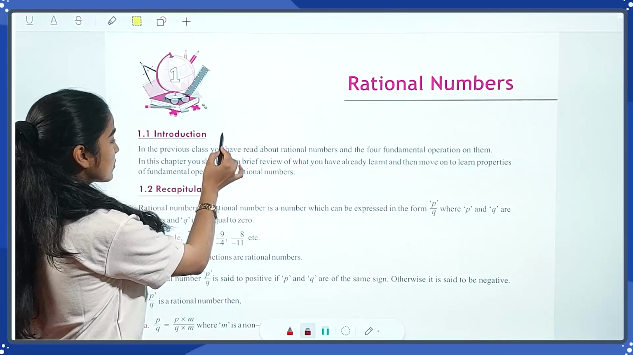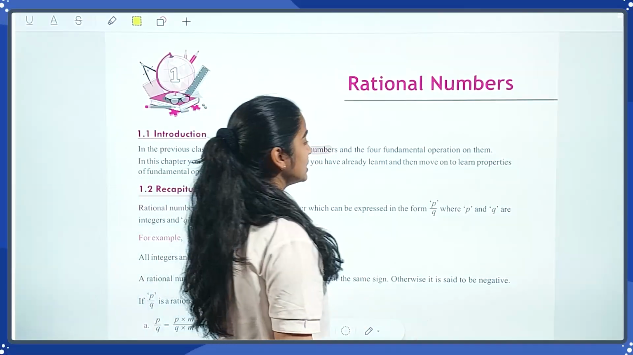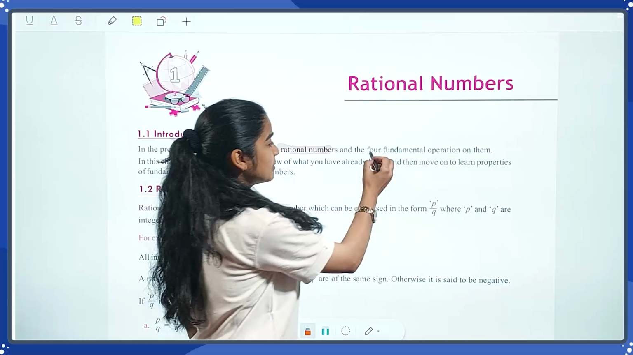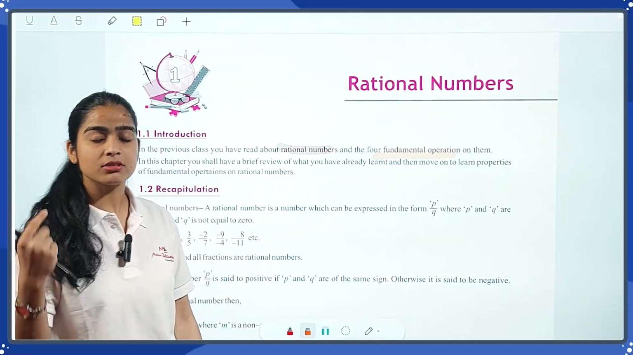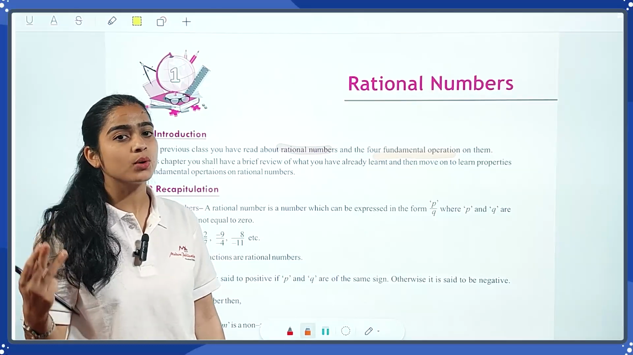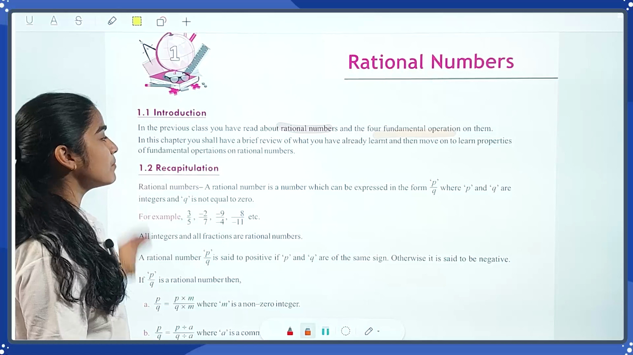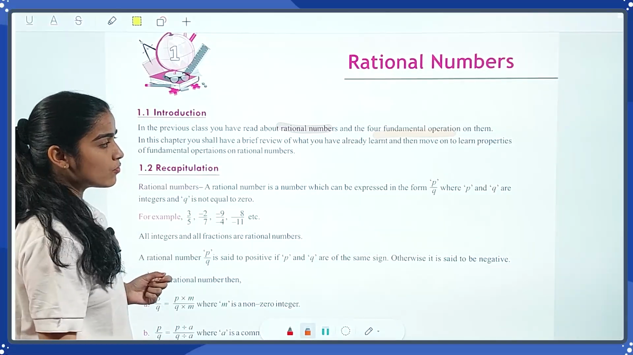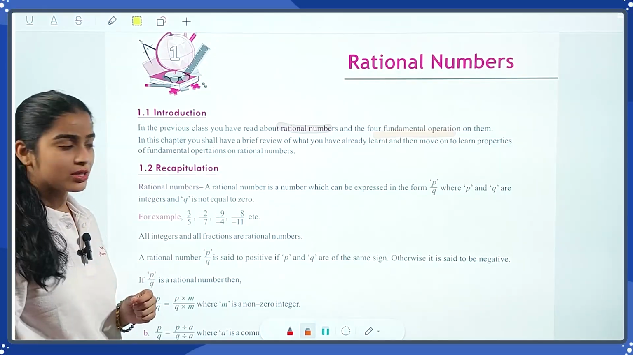In the previous class, you read about rational numbers and the four fundamental operations on them. What do we mean by the four fundamental operations? The first one is addition, the second is subtraction, the third is multiplication, and the fourth is division. In this chapter, you will have a brief review of what you have already learned and then move on to learn the properties of fundamental operations on rational numbers.